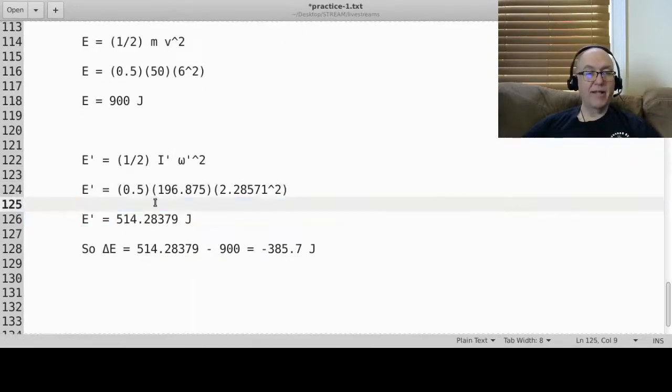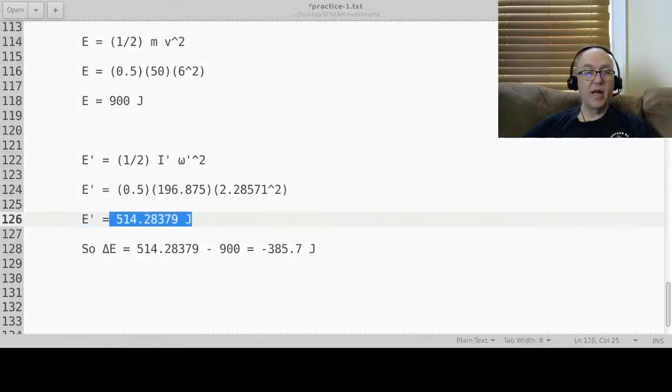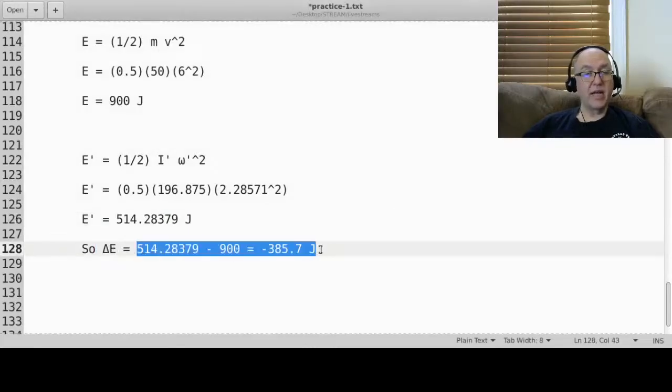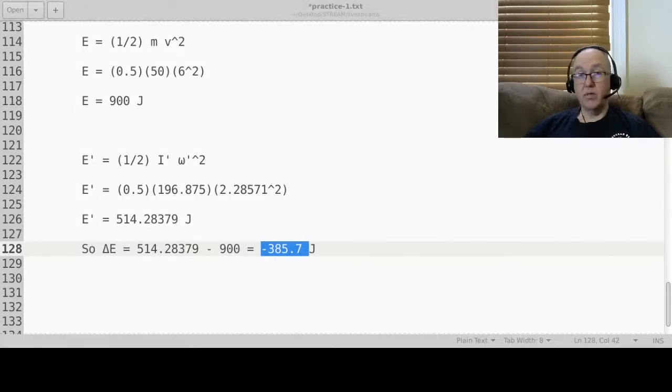And if you work that out, you find that the energy after the collision is 514. So before it's 900, after it's 514, and you should say, yeah, this is making sense. Why? Because you wouldn't expect the energy to go up. It's an inelastic collision. When things stick together, it's inelastic, and so you expect the energy to go down, and it did. In fact, if you calculate delta E, the energy decreased by 385.7 joules.